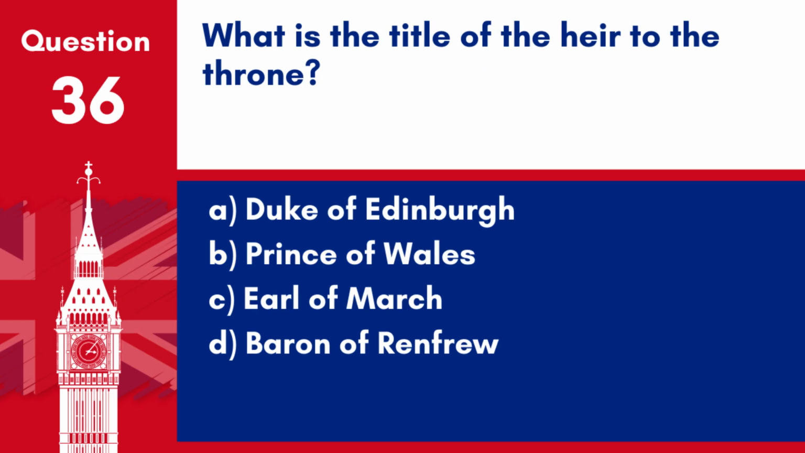Question 36. What is the title of the heir to the throne? A. Duke of Edinburgh. B. Prince of Wales. C. Earl of March. D. Baron of Renfrew. Answer: B. Prince of Wales. The title traditionally given to the heir apparent to the British throne is the Prince of Wales.